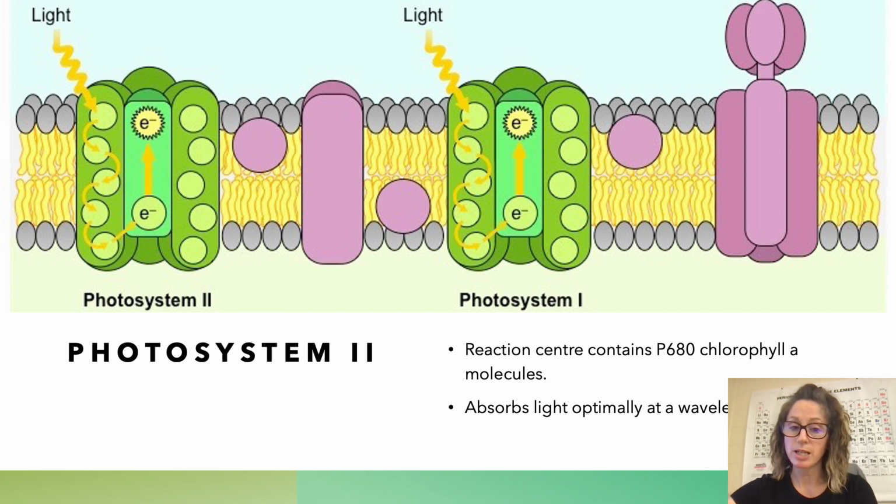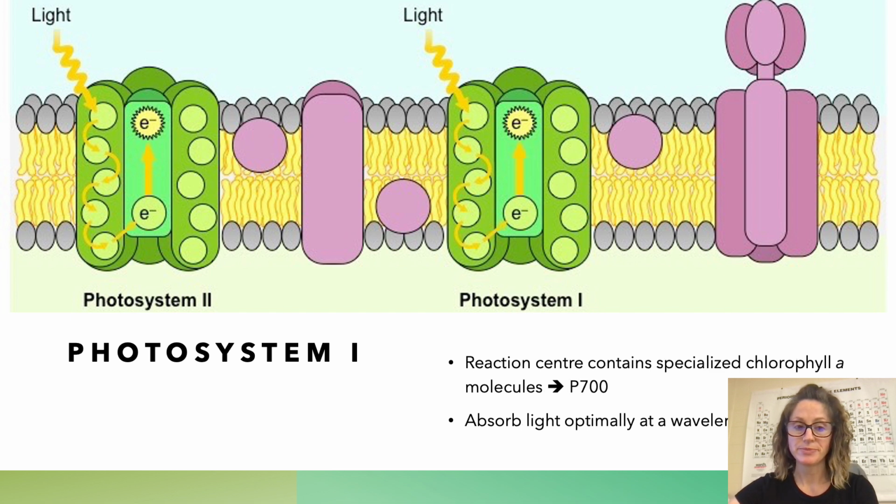Like I said, we have two photosystems. Photosystem 1 actually comes first, but it's called photosystem 2. I didn't make it up, guys. I'm sorry. This reaction center contains chlorophyll A called P680. This absorbs wavelengths of light best at 680 nanometers.